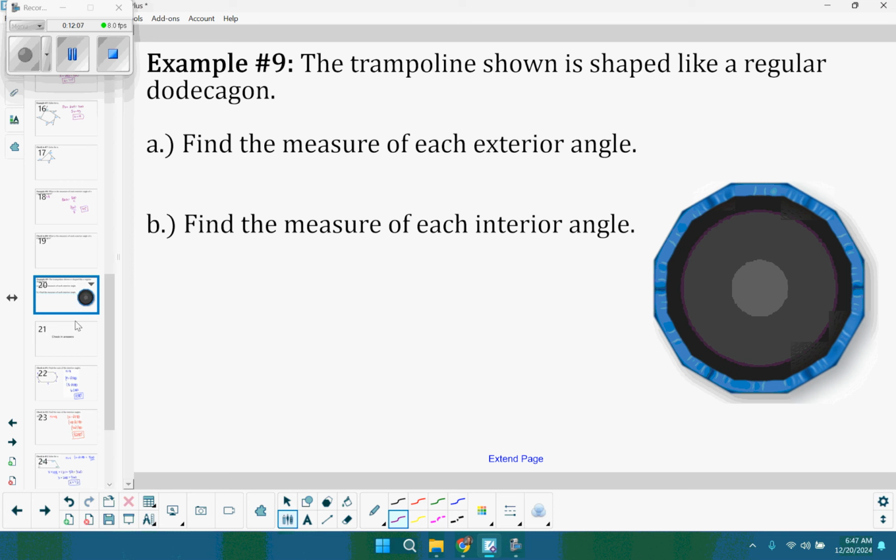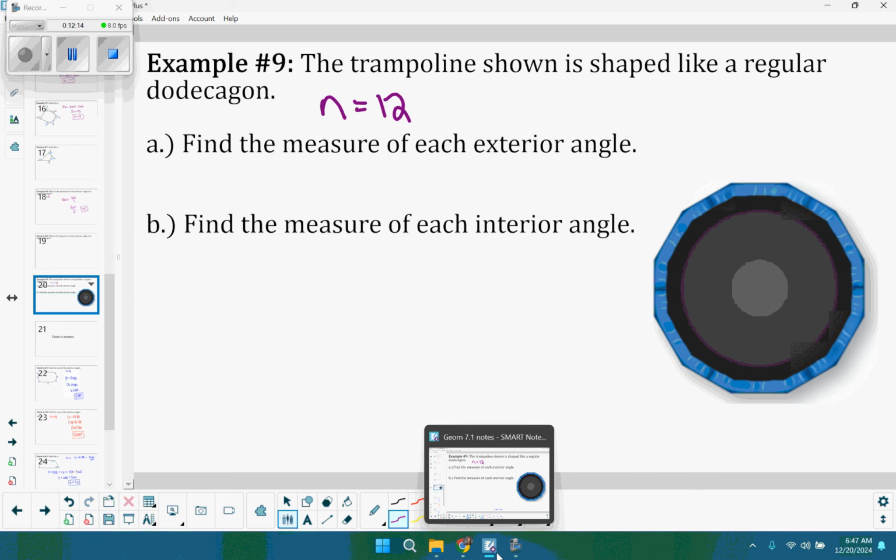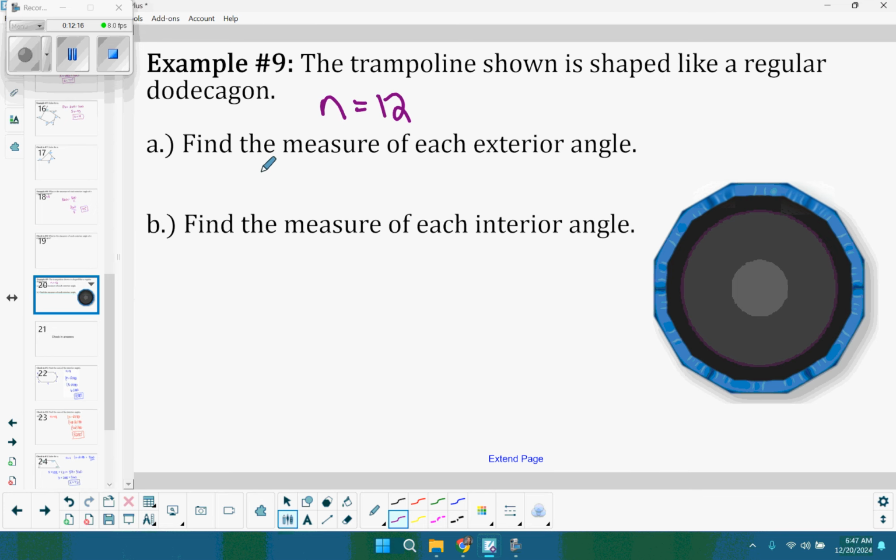For our final example, we have a trampoline shaped like a regular dodecagon, which means n equals 12. We want to find the measure of each exterior angle. That would be 360 over n. So 360 over 12 is 30 degrees.